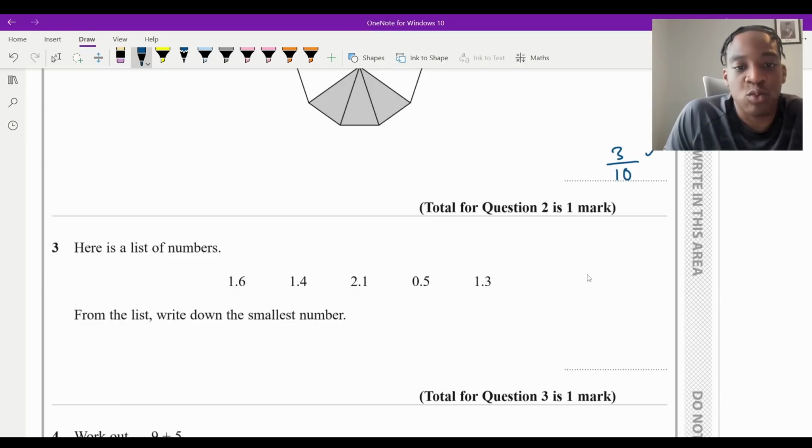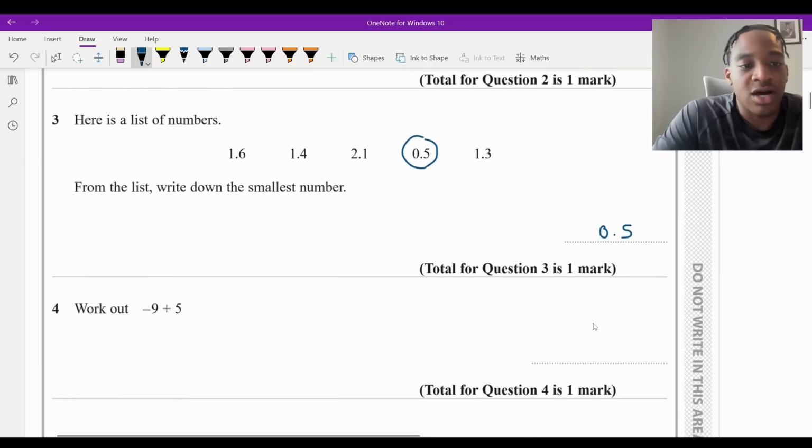From the list, write down the smallest number. Now, clearly, the smallest number would be any number that's less than 1, which is 0.5, because every other number is more than 1. So it's going to be 0.5. Oops, not 0.15, 0.5. Apologies, 0.5.